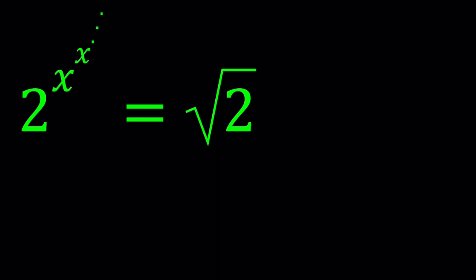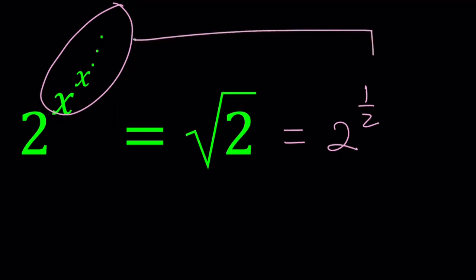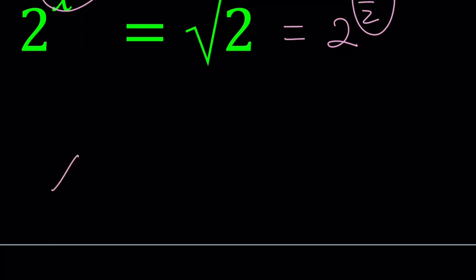So now, I want to do the following. First of all, 2 to the power something equals square root of 2. So can I write the square root of 2 as 2 to the power 1/2? And that tells me right away, since the bases are the same, that this whole expression is equivalent to 1/2. But what is that expression? That is the critical part. So we have x to the power x to the power x to the power dot dot dot equals 1/2.